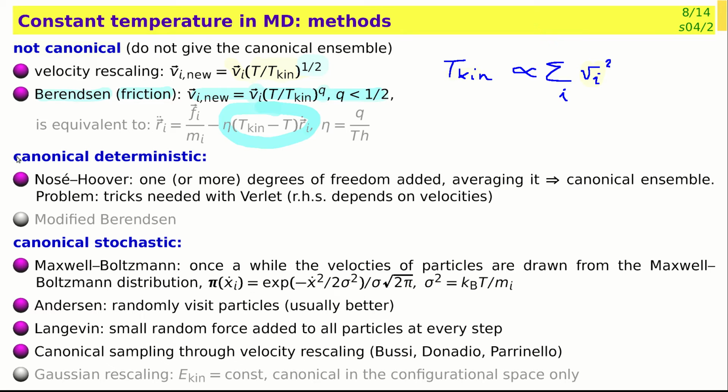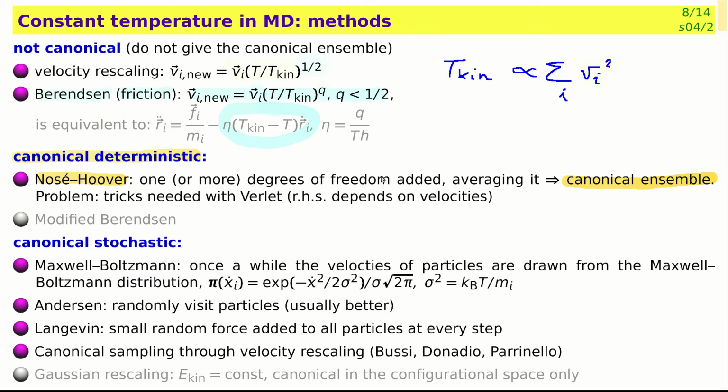Then we have canonical deterministic thermostats. The best known thermostat is the so-called Nosé-Hoover thermostat. The trick is that we add a degree of freedom to the system. A degree of freedom, you can imagine an imaginary particle with 1 degree of freedom in 1 dimension with a special potential energy and a kinetic energy. If we do this in a very smart way, this new degree of freedom will fluctuate, and on average we'll get the canonical ensemble of the whole system.